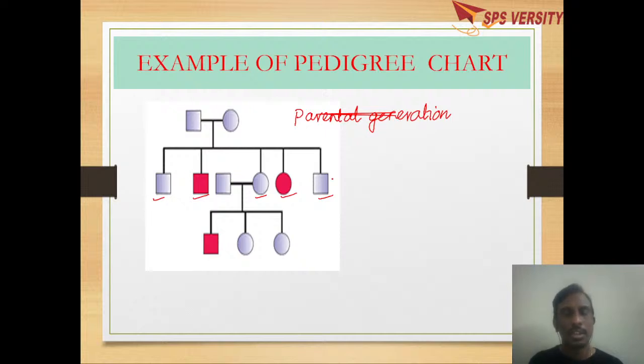Of these 5 children, 1 son and 1 daughter are affected. They are filled with color, which means they show the particular trait. The remaining 3 are not affected.